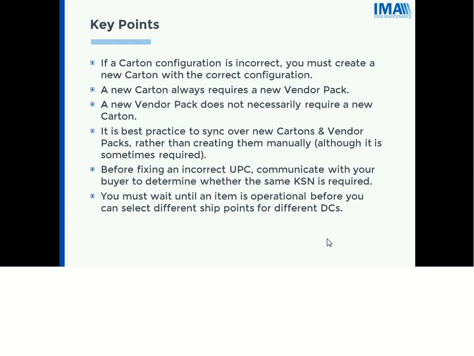I'm not sure if I explained that thoroughly. I know I mentioned it the other day. But if you do want to do different ship points for different DCs, you can't do that during the new item setup. You can only select one single ship point for all of the DCs. And then after it becomes operational, you would go back and do a change request to do different ship points for different DCs.